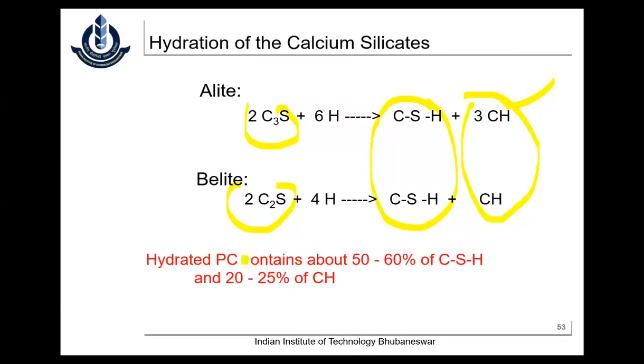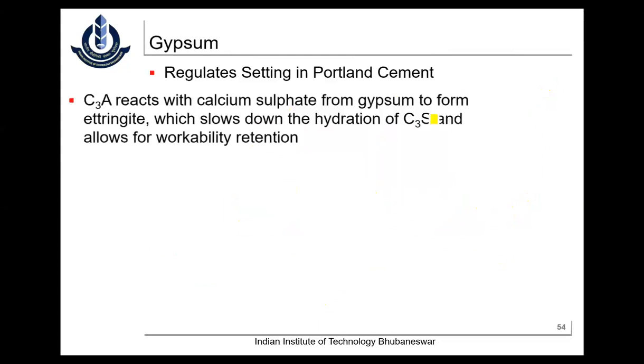Okay, the hydrated PC contains about 50 to 60% of CSH and calcium hydroxide. When you use the blended cement, which you're going to see subsequently, the calcium hydroxide will be almost consumed, and that is why you get more CSH gel. Because of that, you're getting all this high performance.